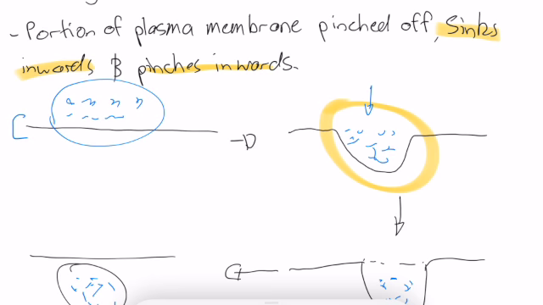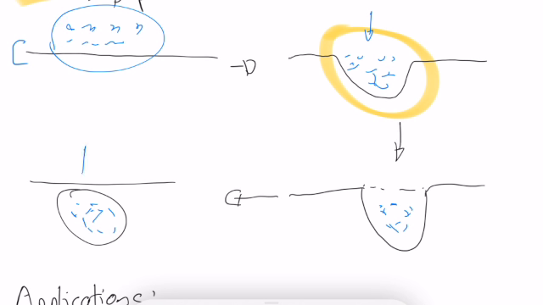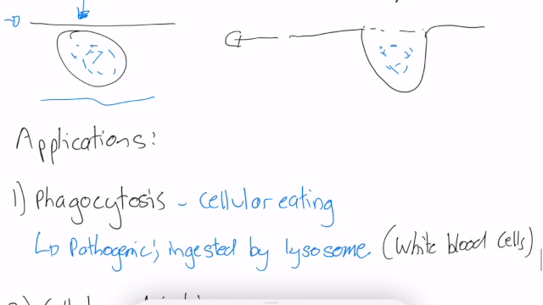The membrane is pinched in, it sinks in, it's pinched inwards, and ultimately to the point where it's like this, where you have a vesicle containing your macromolecule inside the cell, and the cell plasma membrane is returned to its normal state. So looking at some specific applications for endocytosis.